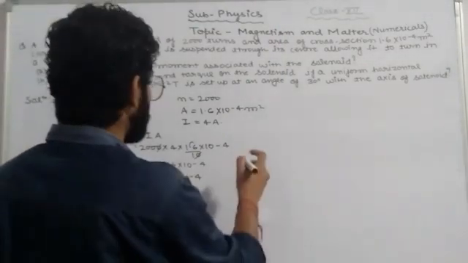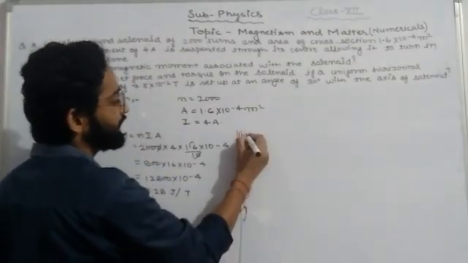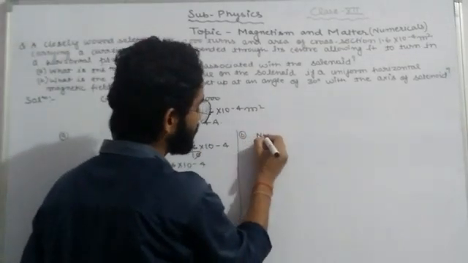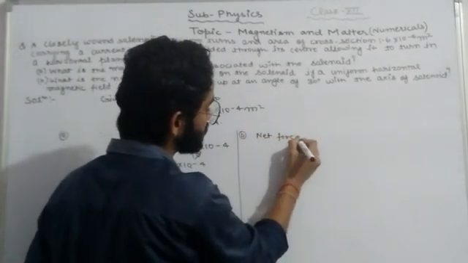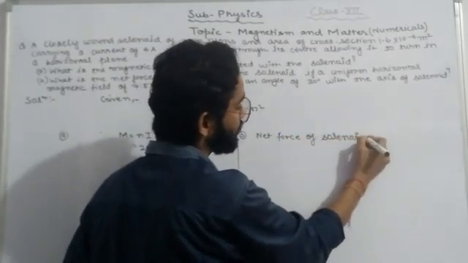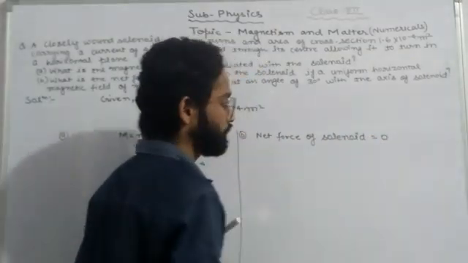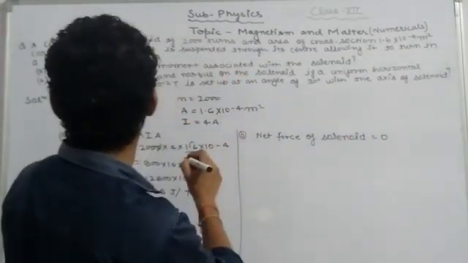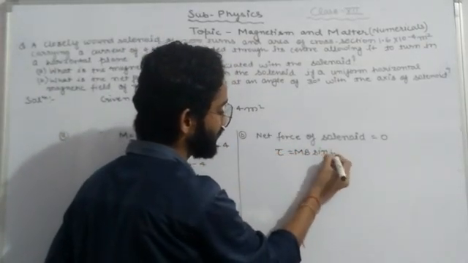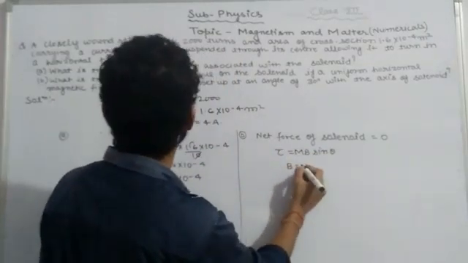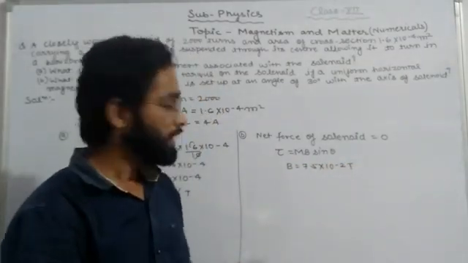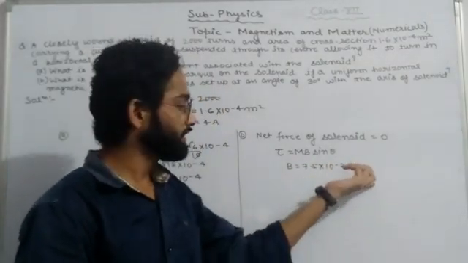So let us see how we will solve the second one. It is asking about the net force. Always remember, the net force on a solenoid would be equal to 0. And what is the torque it is asking about? Tau is equal to MB sin theta. Here B is given: B is 7.5 × 10^-2 Tesla.